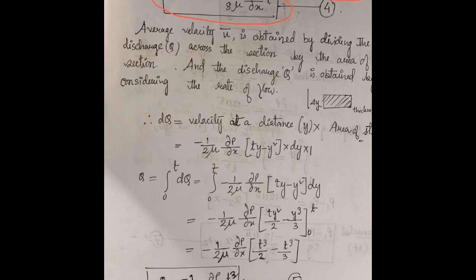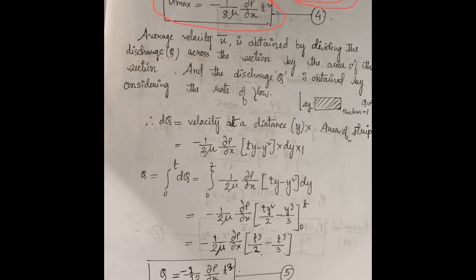Using equation number 3, you have minus 1 by 2 mu del p by del x into (ty minus y square) into the area of the strip, which is dy into 1. Okay, so to find out the total discharge, you have to integrate it from 0 to t.